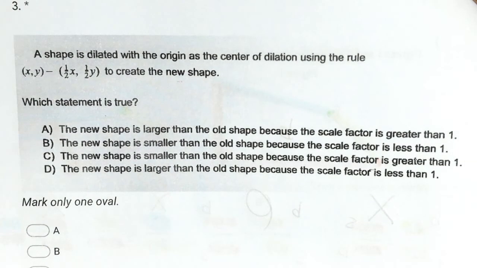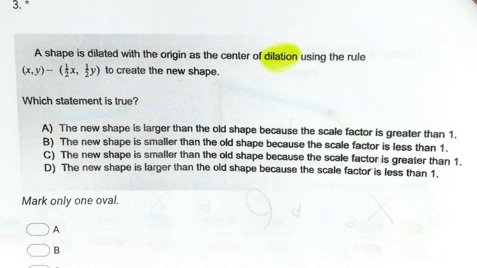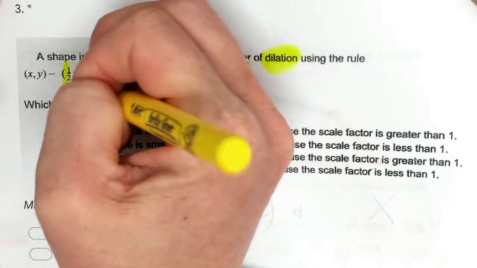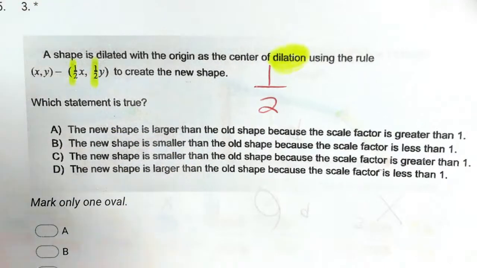Come on, guys. What was the clue word? Dilation. And we know that a dilation uses a scale factor to make a shape bigger, or what? To make a shape bigger, you multiply by something greater than 1. To make a shape smaller, you multiply by something smaller than 1. Okay, what did they give you as the scale factor? So the scale factor is 1/2. Is 1/2 going to make it bigger or smaller?